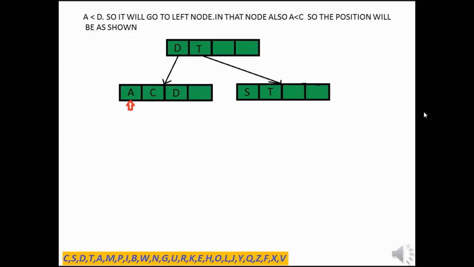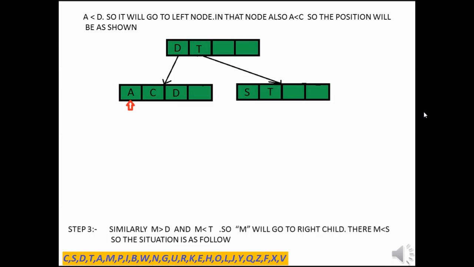So now we'll come to level 1. We have decided that A will come in the leftmost child node because A is less than D, so the leftmost child node is pointed by the D. In that node we have C and D. Since A is less than C and D, it will acquire the leftmost position. So our insertion of letter A is complete.